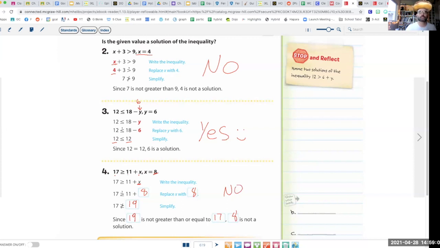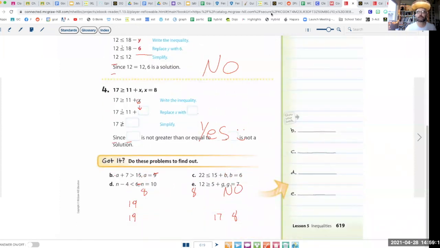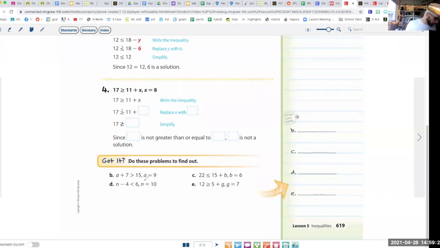All right, so now let's try a couple of these on our own. I'm going to scroll down here. I'm going to erase all my stuff. So I would like you to try, maybe we won't do all of them, we'll do a few. Let's do letter B. You do letter B all on your own. A plus 7 greater than 15. Is that true if A equals 9? On your mark, get set, go.